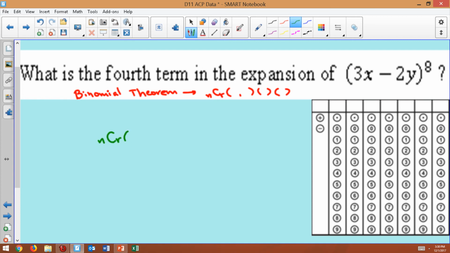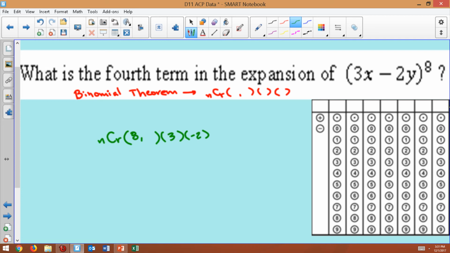So I would write nCr, and what you need to type in here is the power, which in this case is 8. Now I leave my r blank, and I'm going to put these other parentheses. The 3 and the negative 2 go here and there. So that part should be the easy part. We always put this power as the n, and this is called the a and the b, 3 and negative 2. Those go there and there.